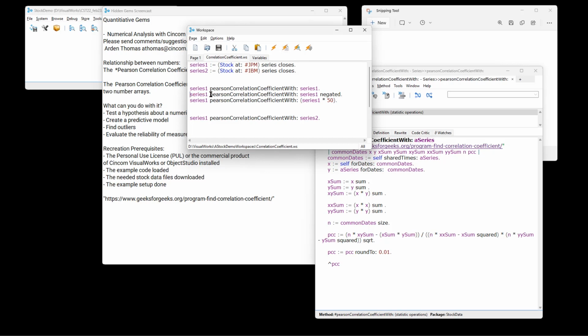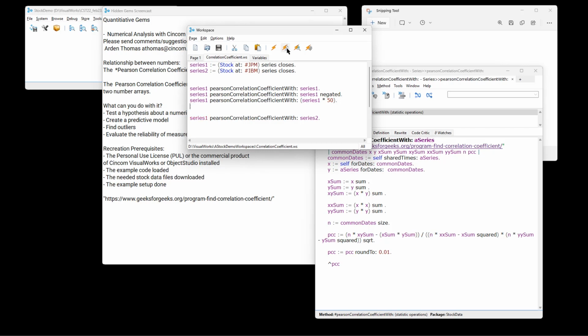If I negate the same series, we should have a Pearson Correlation Coefficient of -1. And lastly, even if I scale it, so I'm taking the same stock, multiplying it by 50, and comparing it to itself, it knows the correlation is still exactly the same.